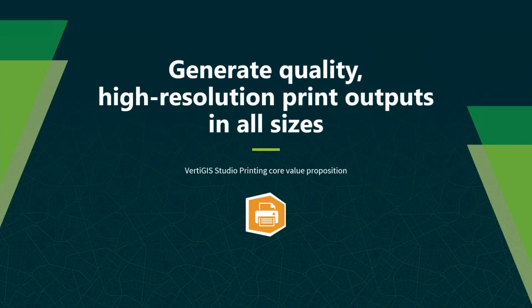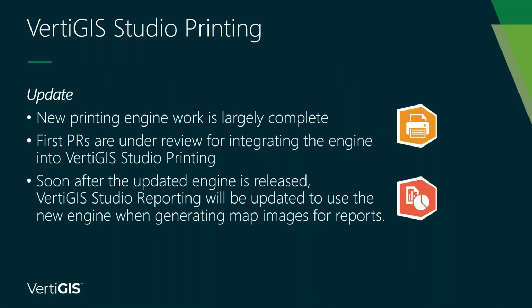Sometime back, we let you know that we were working on a new technology engine, a behind-the-scenes engine that actually does the generation of the actual map content in a print. And I thought I would give you a quick update on this. The work on that engine is largely complete, so we're excited about that. Our first PRs, or pull requests, if you're a developer, are now under review. So the integration work of bringing that engine back into VertiGIS Studio Printing has begun.